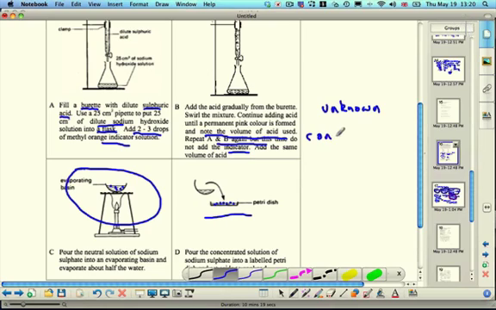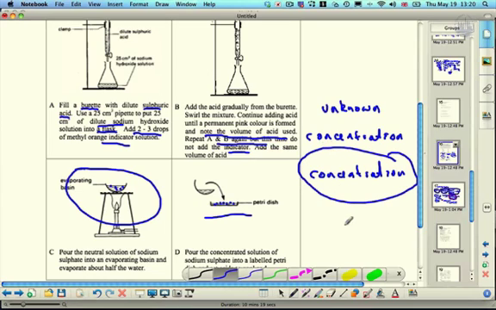That's what we're going to go over in our next podcast, which is on concentration and solutions of moles. And I'll see you then.